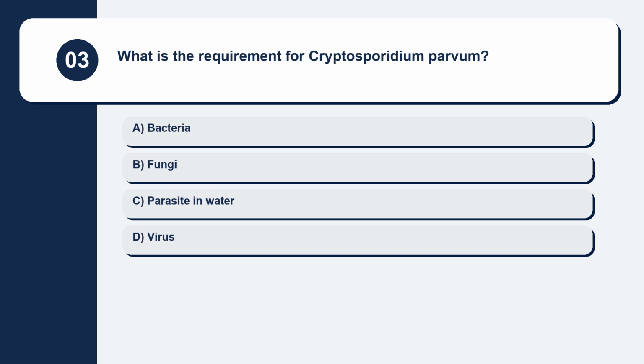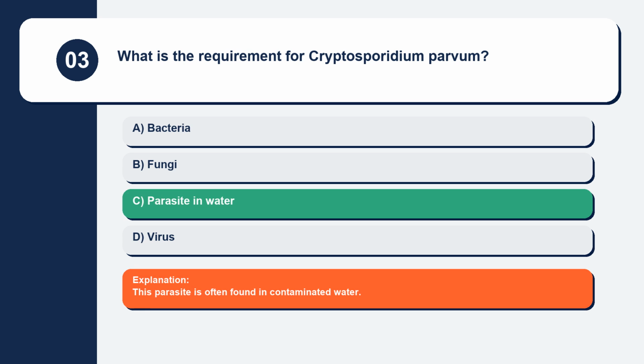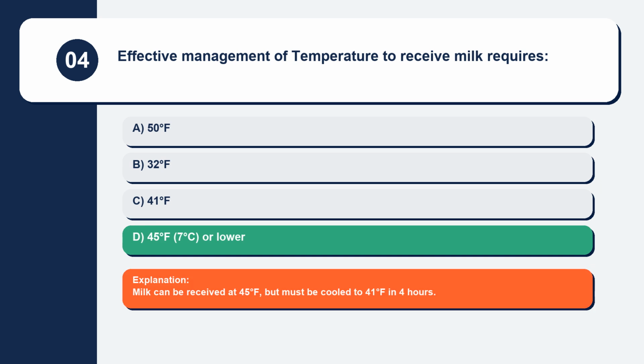Question 3. What is the requirement for Cryptosporidium parvum: bacteria, fungi, parasite in water, virus? This parasite is often found in contaminated water. Question 4. Effective management of temperature to receive milk requires 50 degrees Fahrenheit, 32 degrees Fahrenheit, 41 degrees Fahrenheit, 45 degrees Fahrenheit, 7 degrees Celsius or lower. Milk can be received at 45 degrees Fahrenheit, but must be cooled to 41 degrees Fahrenheit in 4 hours.